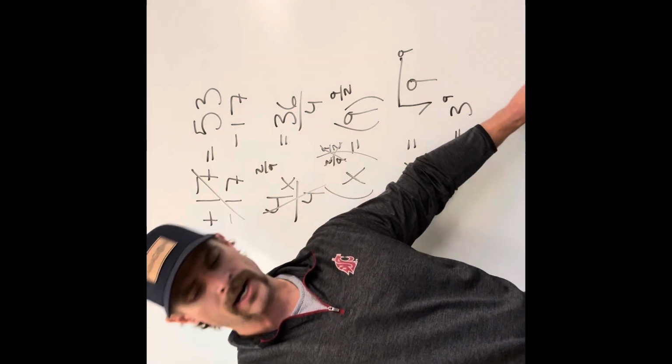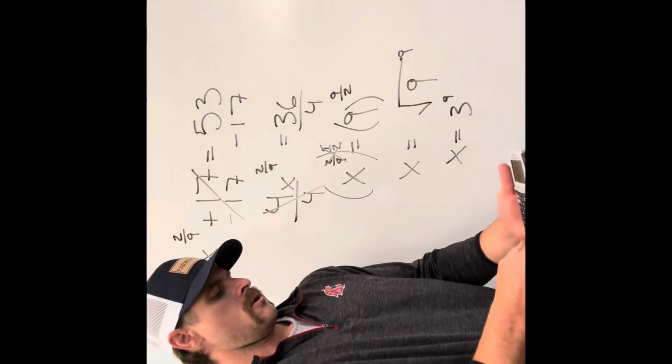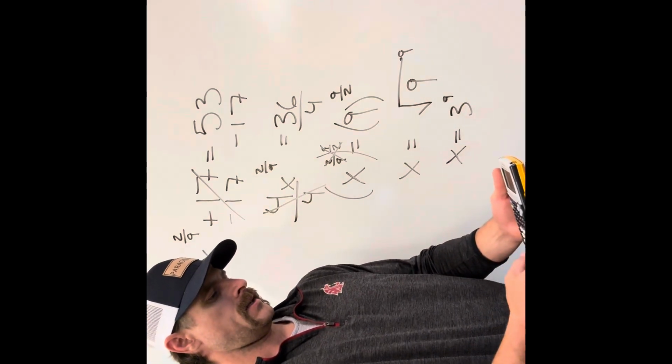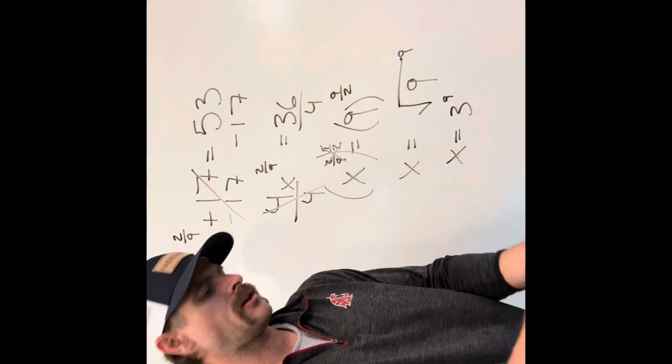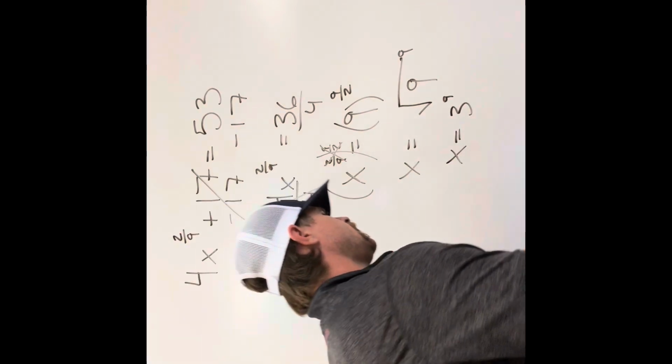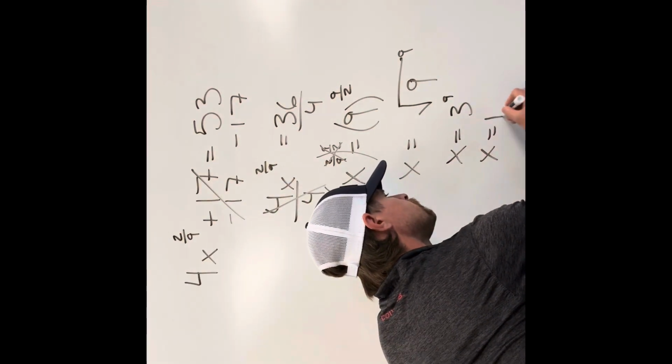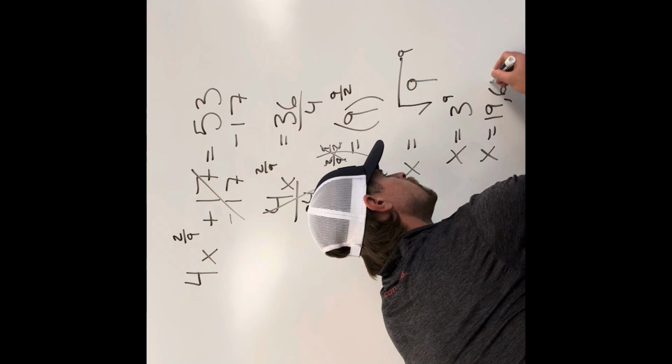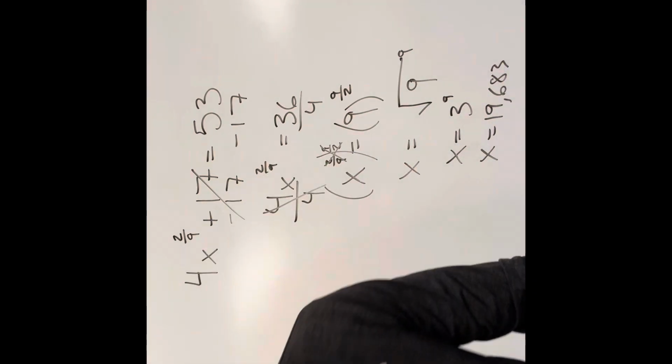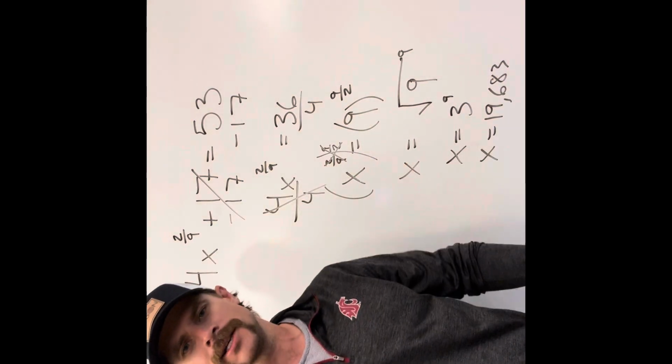So let me just go grab a quick tool. 3 to the power of 9 is going to give me 19,683. Let me just double check and make sure I wrote that down. We are good to go.